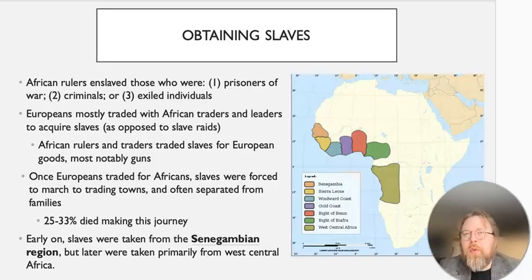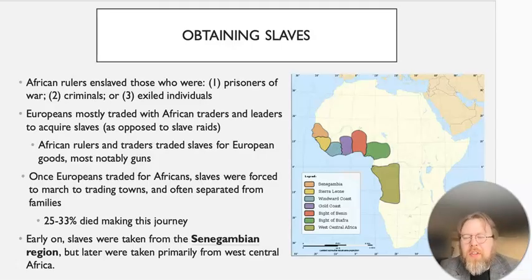So, who are the individuals who were enslaved? Most of the individuals in Africa who were enslaved were either prisoners of war, criminals, or exiled individuals. And again, I'm going to stress that for the most part, these individuals are working as domestic servants, soldiers, miners. They're not involved with cash crop cultivation, which is a very different kind of labor.